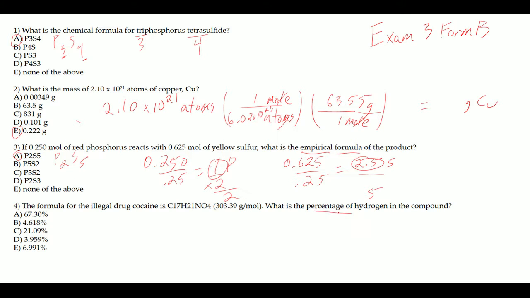4, percent hydrogen. Okay, percent hydrogen is going to be how much is hydrogen divided by the whole thing. The whole thing I'm given in the problem. It's a percentage, so times 100. The numerator here has to be the amount of hydrogen. There's 21 hydrogens, each at 1.01 grams per mole. So solving that, I should get E, 6.991%.